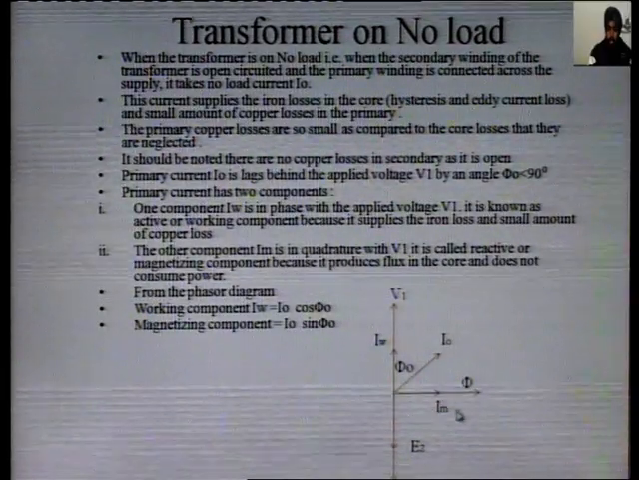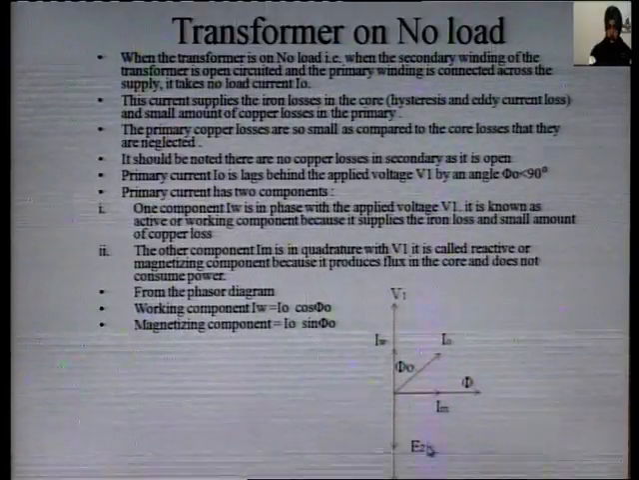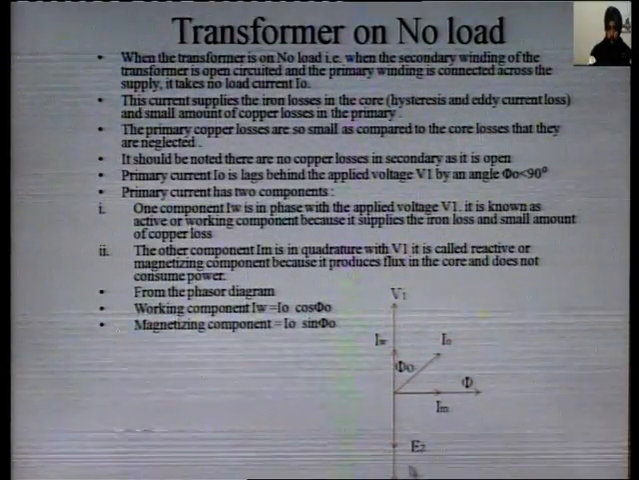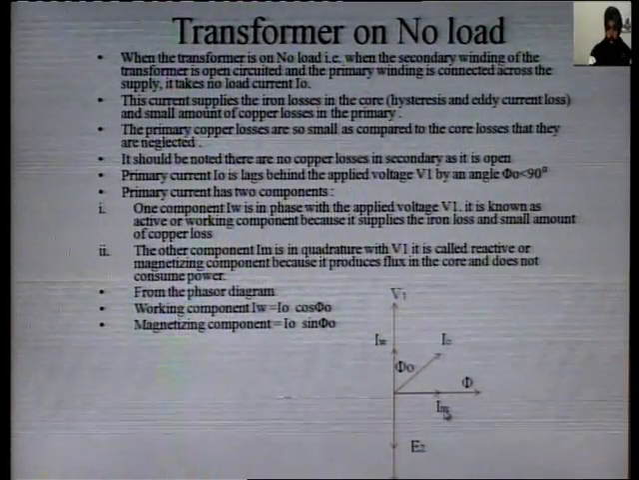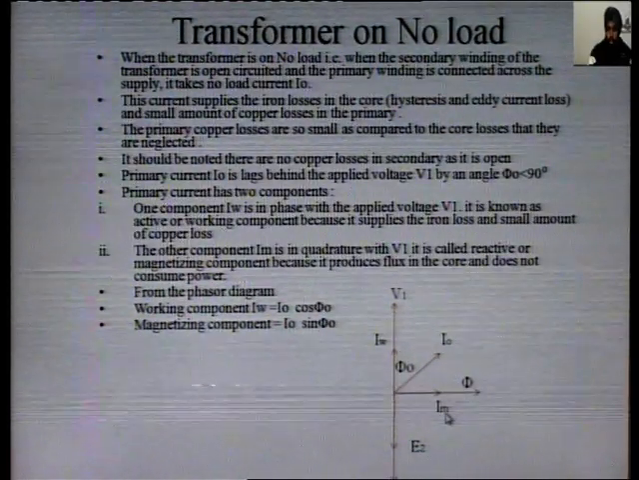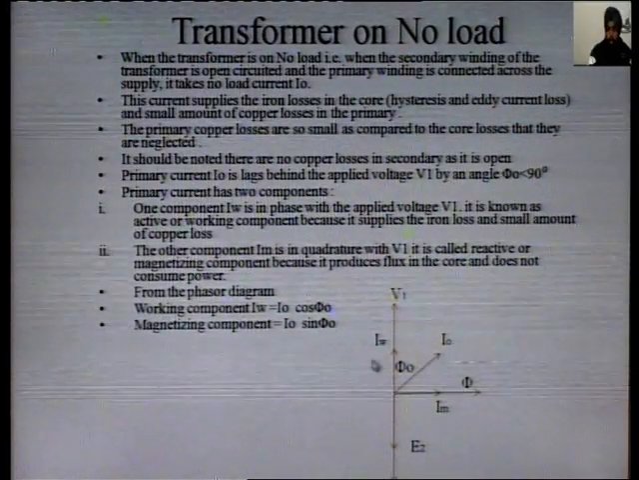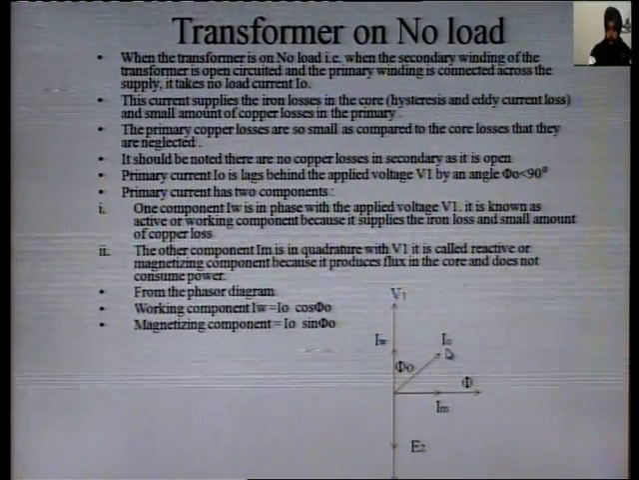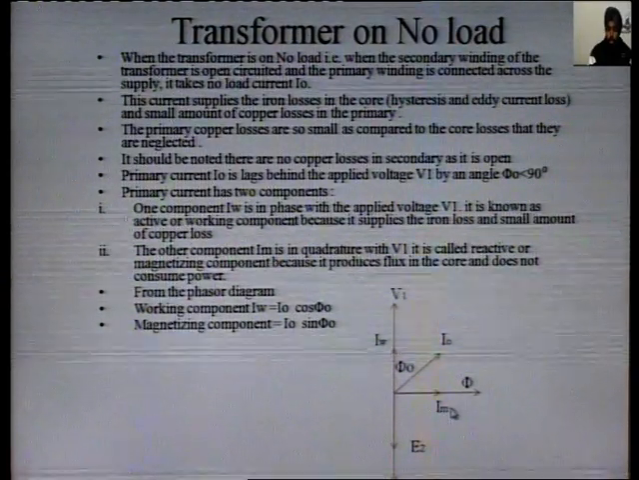Second component is IM. IM is the magnetizing component, and it produces the flux in the core. IM produces flux in the core and does not consume power. From the phasor diagram, we can see that IW is equal to I naught cos phi naught, and IM component is I naught sin phi naught.